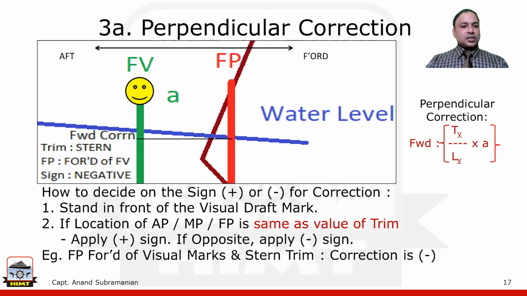In this case, we have a stern trim. So you can see over here, both are opposite. That is stern trim, towards the stern, and the forward perpendicular forward. So as the names are opposite, we apply the minus sign. Again, in this case, the forward perpendicular is forward of the visual mark, whereas the trim is stern. Because the names are opposite, the correction is negative. So this is how we apply the signage for the perpendicular correction.